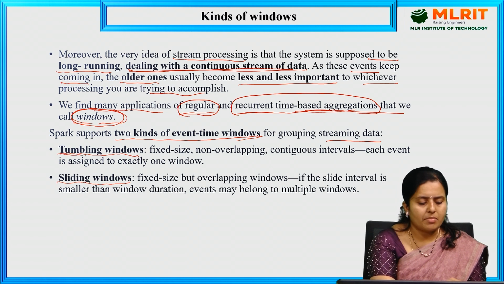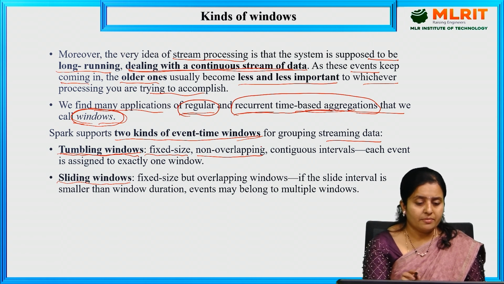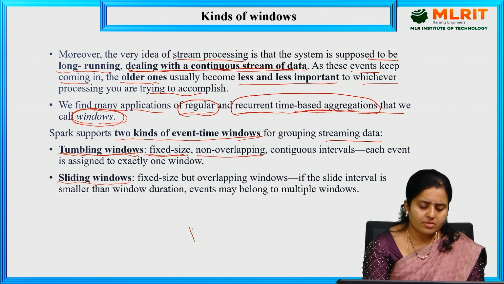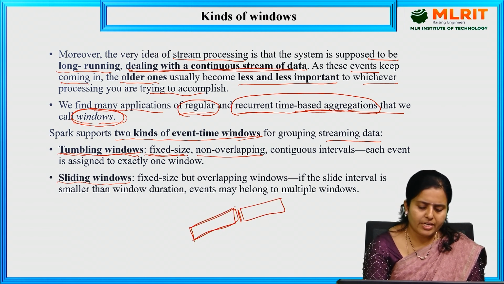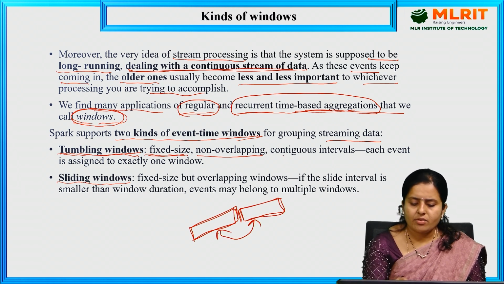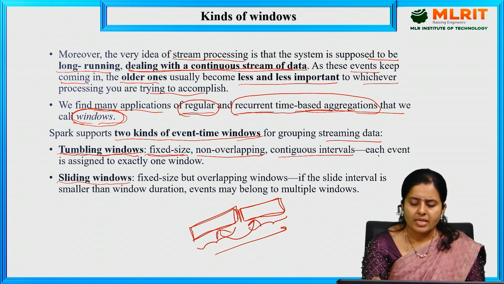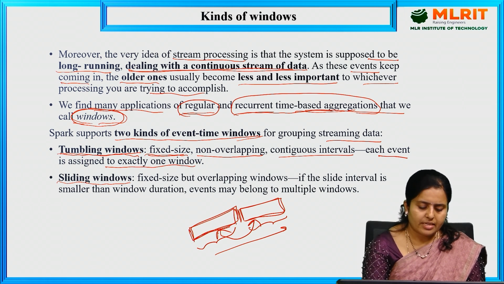What is a tumbling window? A tumbling window is made of fixed-size, non-overlapping intervals. Each window is individual and does not overlap with the others, over continuous intervals. Each event is assigned to exactly one window.